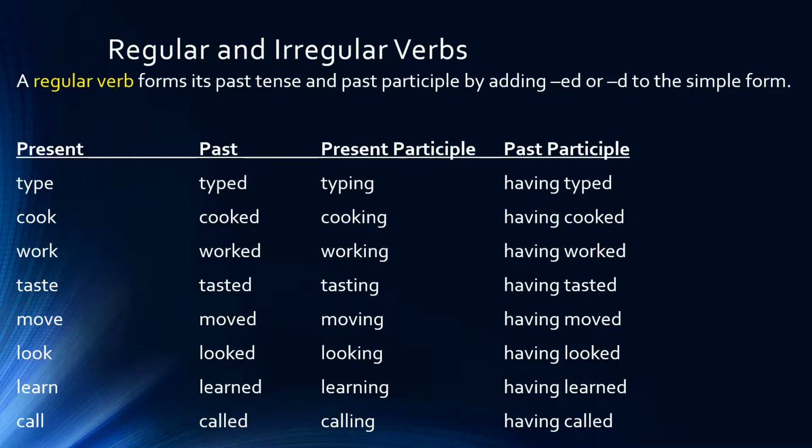So the present is just a simple word, type. The past, we add either D or ED, typed. Present participle, we add ing, typing, and past participle, having typed, something that has been done in the past. Having typed, having cooked, having worked.